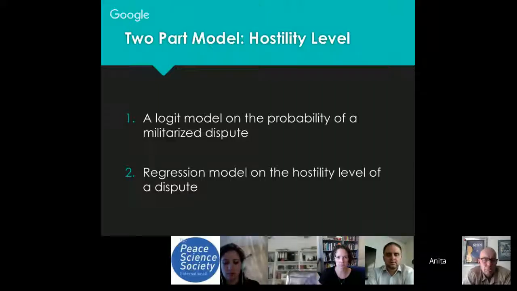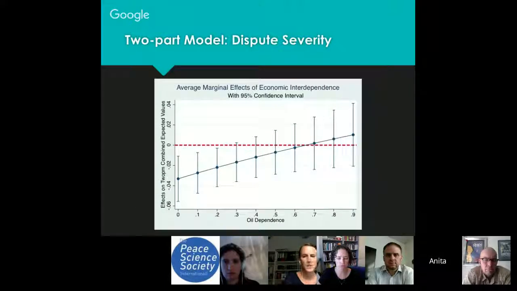So the second part of that is a regression model on the hostility level of the dispute. Here we can see the effect of oil dependence on economic interdependence, and we start seeing the effects. Here we lose the pacifying effects at 30% dependence.